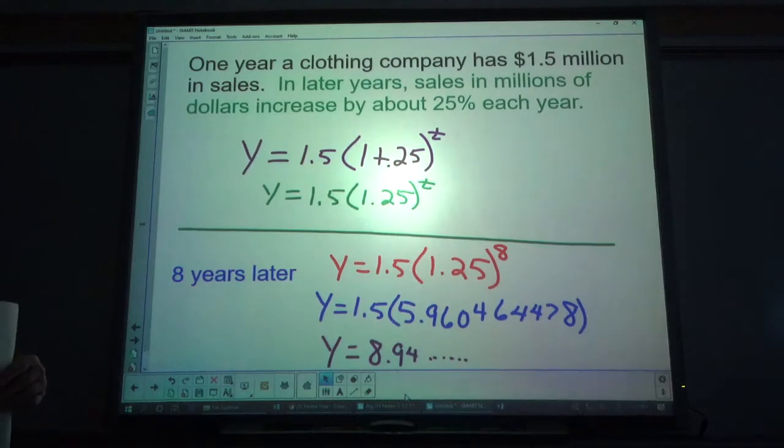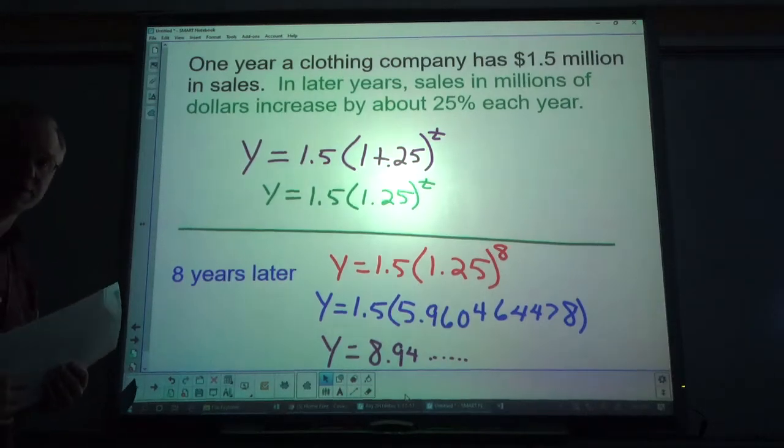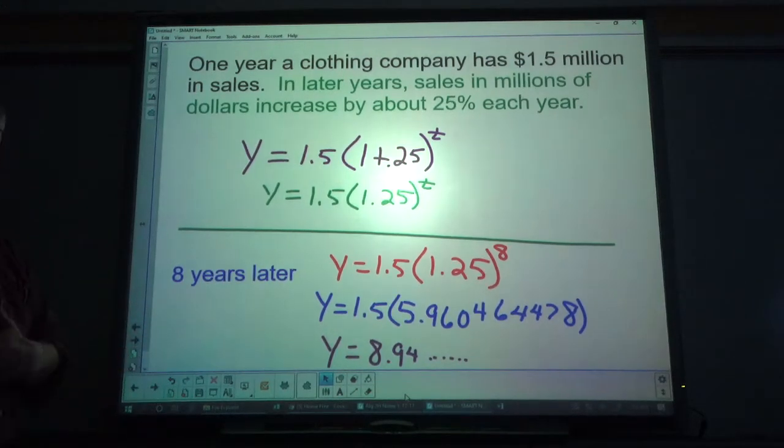A lot of businesses will use a growth factor or an exponential growth type of model to show how much their sales will grow over time when they're trying to get a loan.